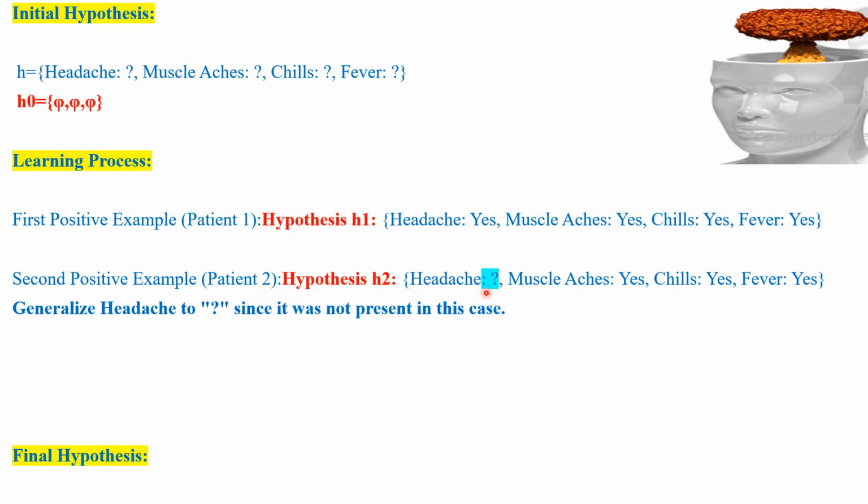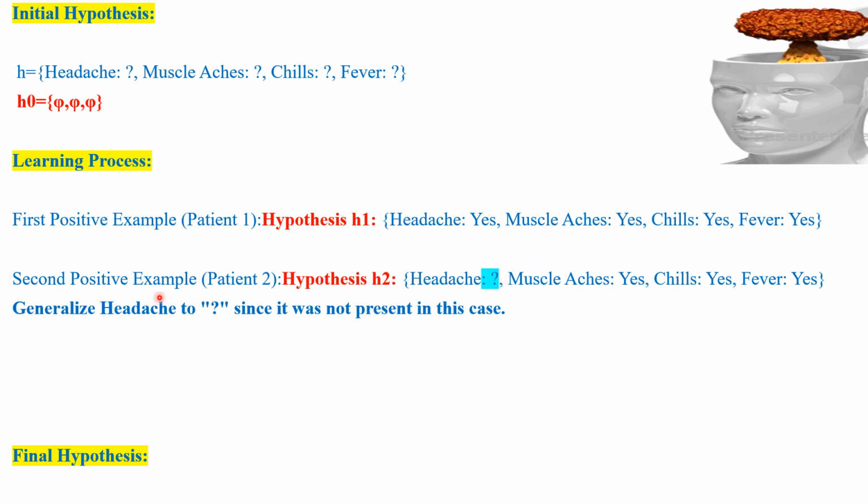So here you have to note that the headache value changes, but still the fever for patient 2 is also contributing as S. So irrespective of headache, the patient is suffering from fever. Some patients have the headache, some patients may not have the headache. So we cannot consider this headache feature as a strong contributing feature for the prediction. Hence we are replacing it with a question mark.